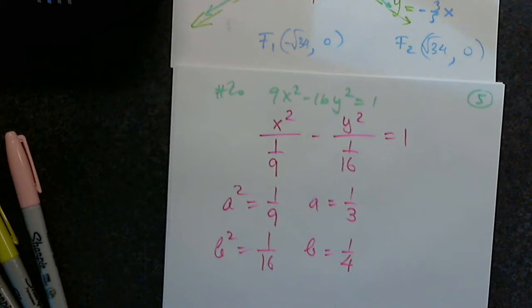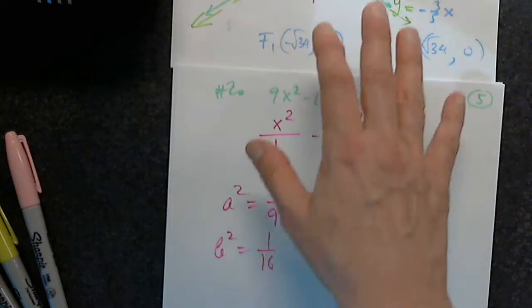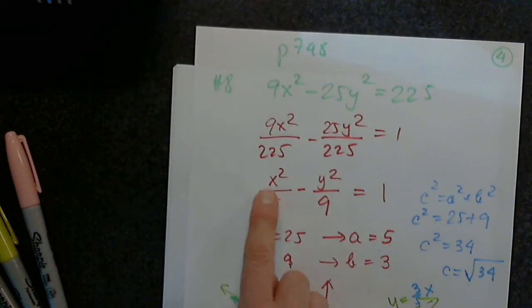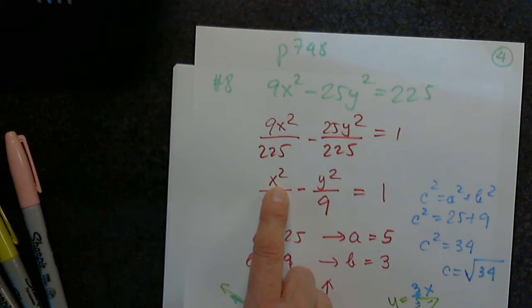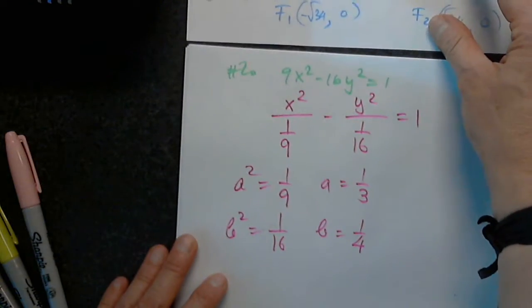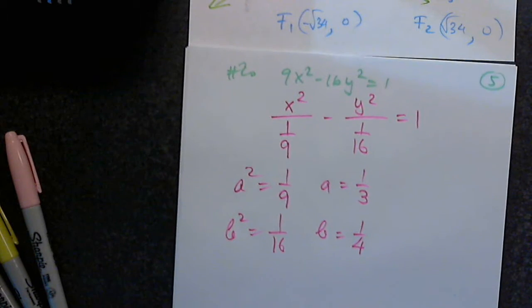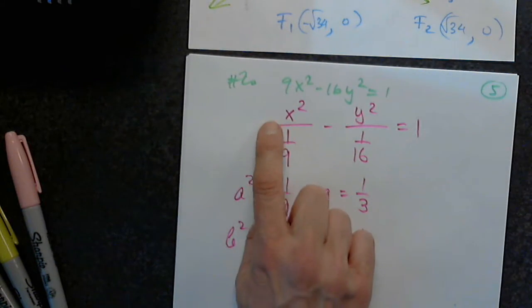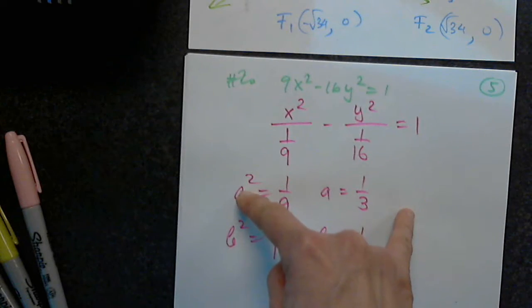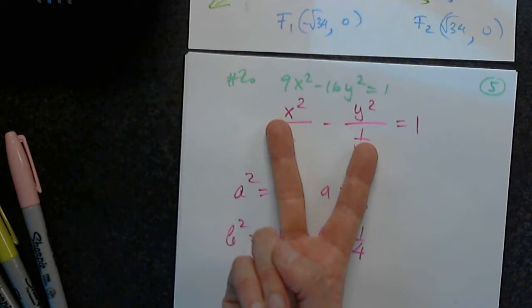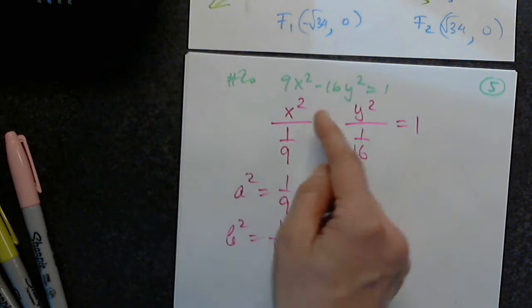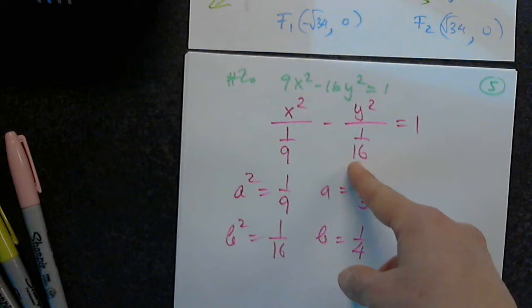Yes. Why was it on the x-axis again? Because the equation requires x squared to be positive. When x squared is positive, it will be on the x-axis. If these are reversed, and y squared is positive and x squared is negative, then it will be on the y-axis. Gotcha.